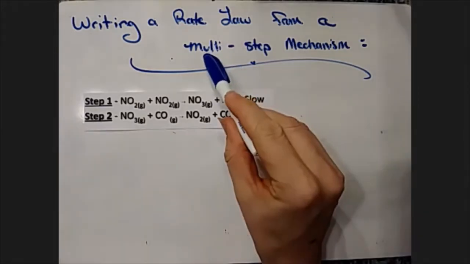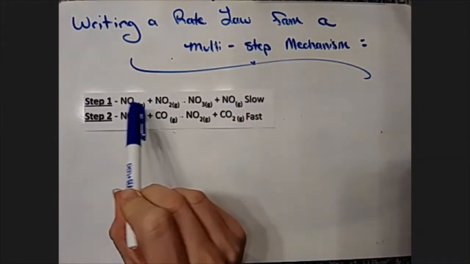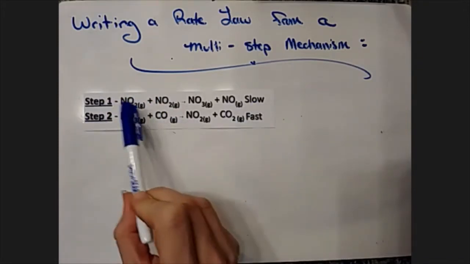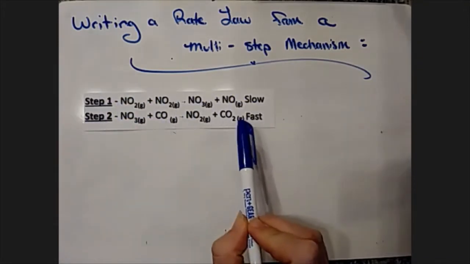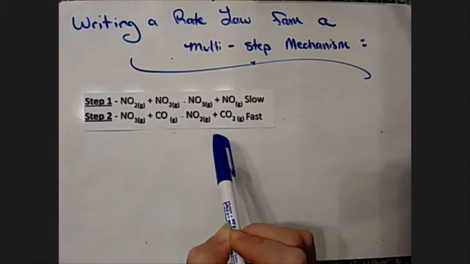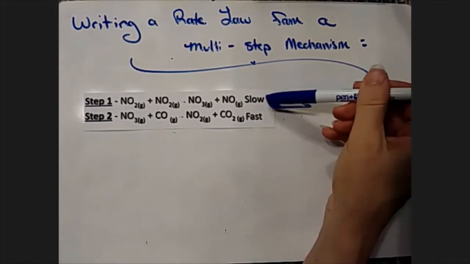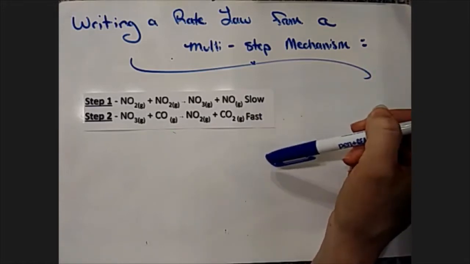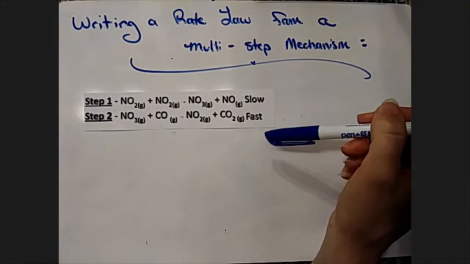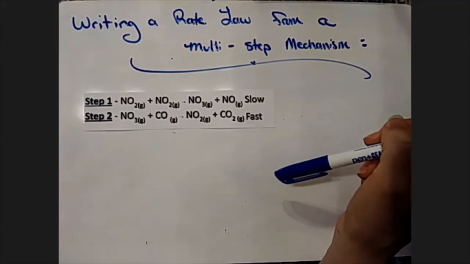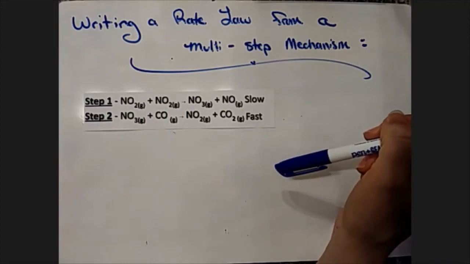And if it happens in multiple steps, that simply means that in order to get from the reactants to the products, it's going to take more than one chemical process to get you from point A to point B. Now, when you're considering a multi-step mechanism, we are going to have a series of chemical equations, and it can be difficult to know which one of those equations you would want to write a rate law from.